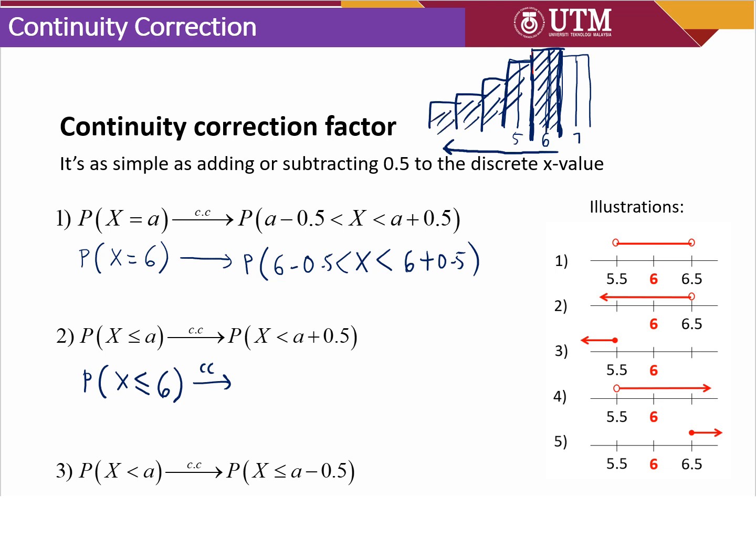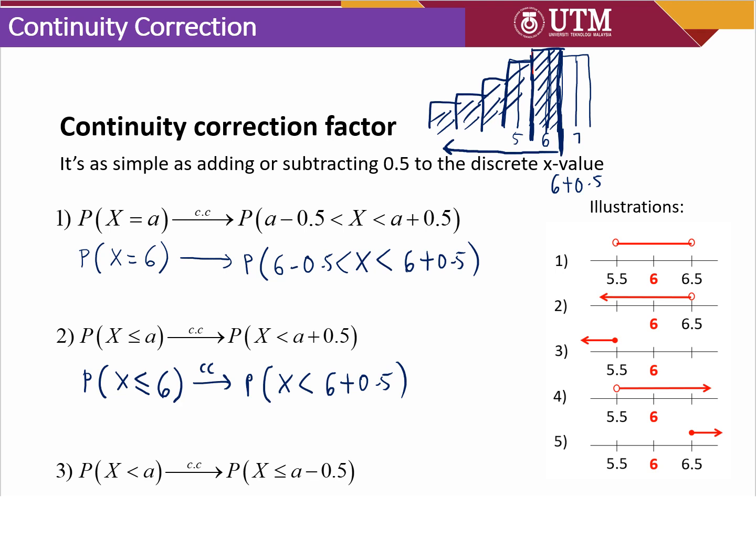So since this box starts with 6 plus 0.5, the upper boundary, after doing the continuity correction we will find the value of x less than, where 6 is included. Since the box starts from this upper boundary, it will be 6 plus 0.5.